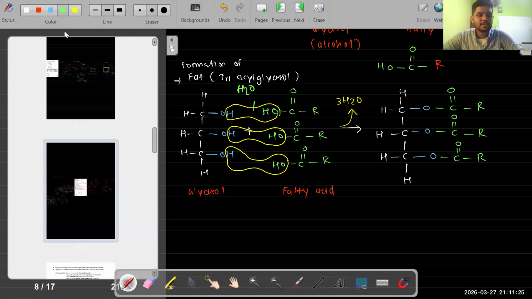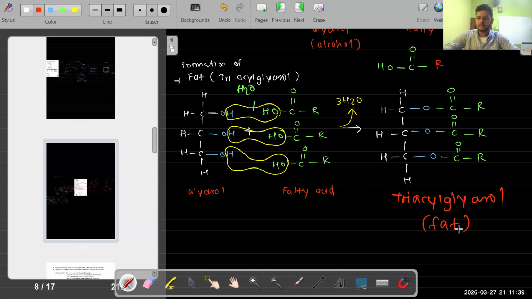Very good. Now, this is the thing. Now you might ask, so what is this? A new molecule has formed, right? This is the one that is called triacylglycerol. Simply, it is the fat, the lipid, right? Simply the fat.